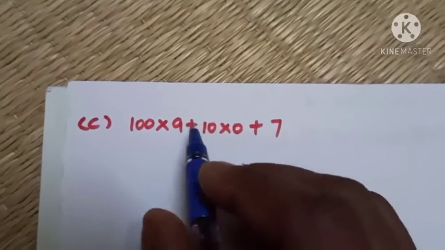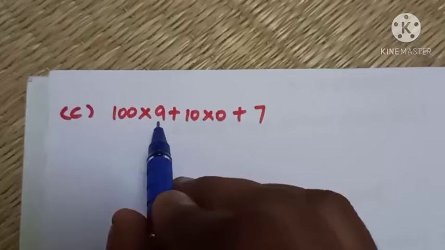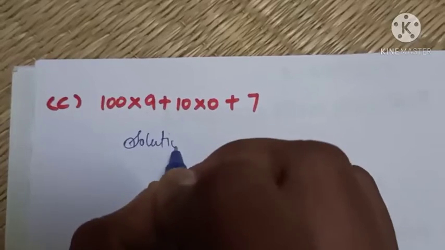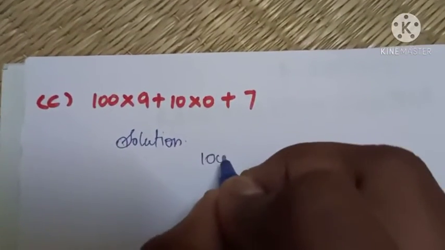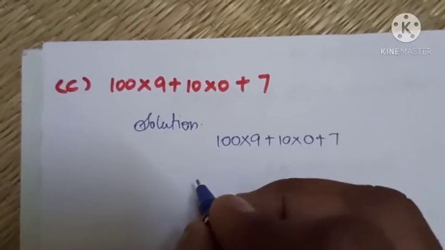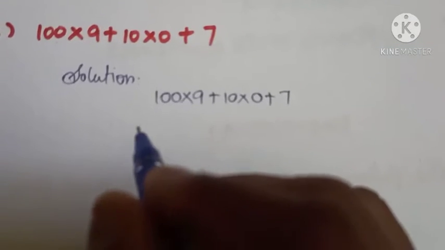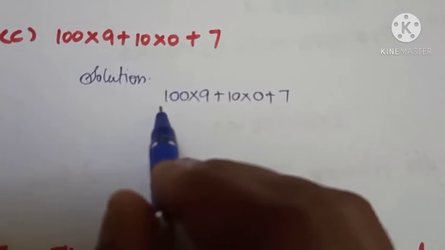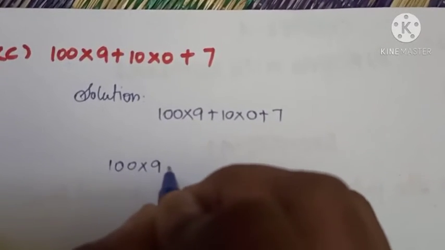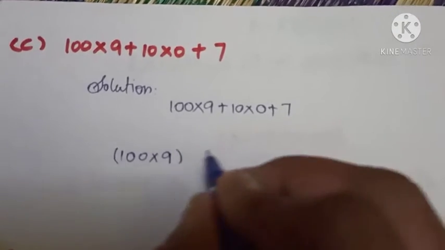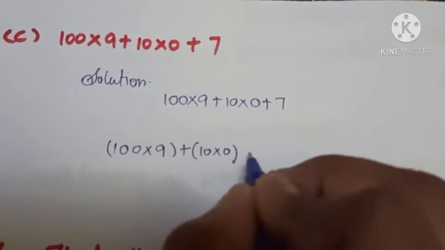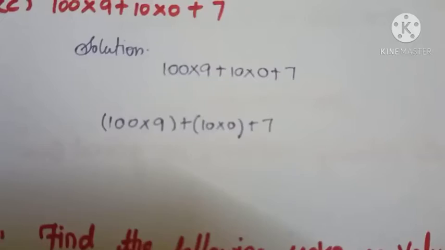Similarly the second question: 100 into 9 plus 10 into 0 plus 7. In the solution, first you need to write and separate the brackets. So 100 into 9 plus 10 into 0 plus 7. First what we need to do is separate the multiplication terms through brackets. So 100 into 9, you take this one as one set, plus 10 into 0, another set, plus 7. So you can see the separation of the brackets.